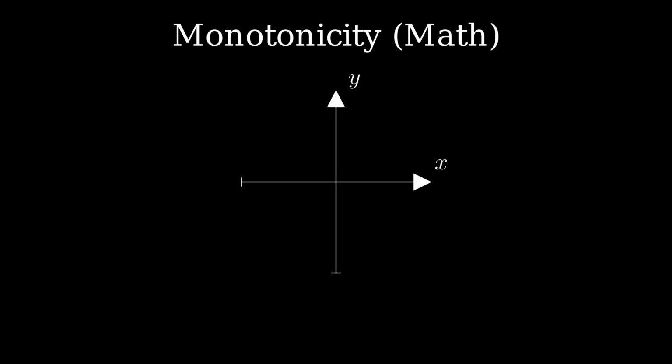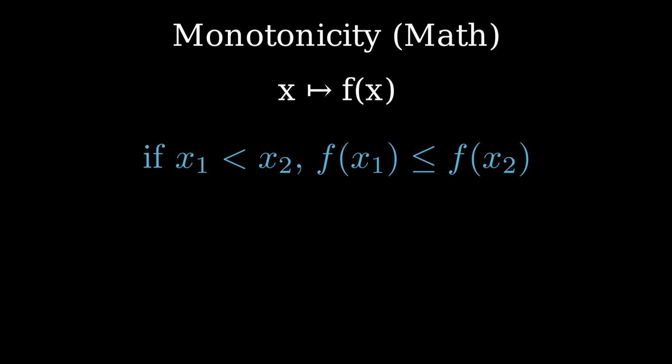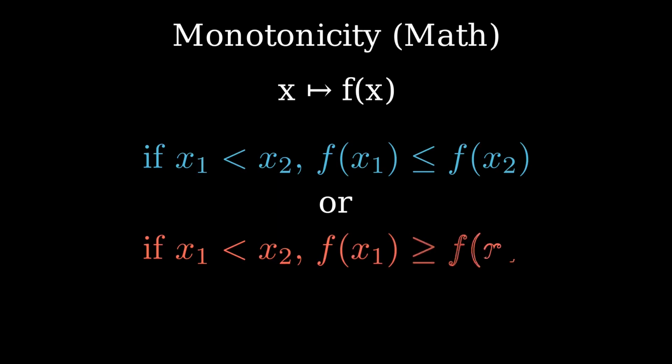In mathematics, monotonicity refers to the property of functions to maintain a direction. A monotonic function can always be increasing or decreasing, but it won't change direction. More formally, when mapping an ordered set x with a function f, if any member of x, x1, is less than any other member x2, then either f of x1 is less than or equal to f of x2 for non-decreasing functions, or greater than or equal to f of x2 for non-increasing functions.